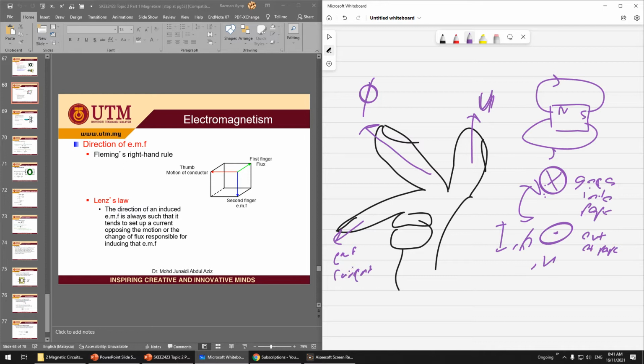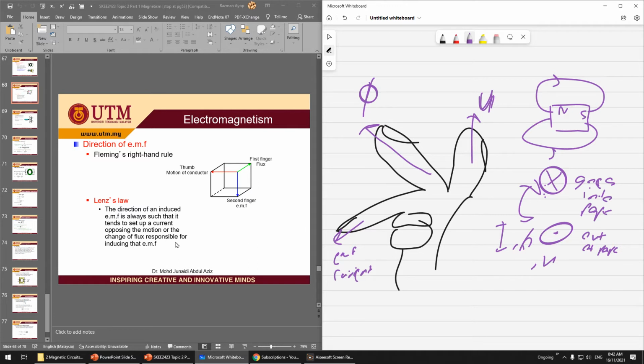Lenz's law states that the direction of the current induced EMF is such that it tends to set up a current opposed to the motion of the magnetic flux. Lenz's law shows that the EMF produced is opposite to the flux. You just have to memorize the definition. The explanation is just that the EMF produced is opposite to the flux.